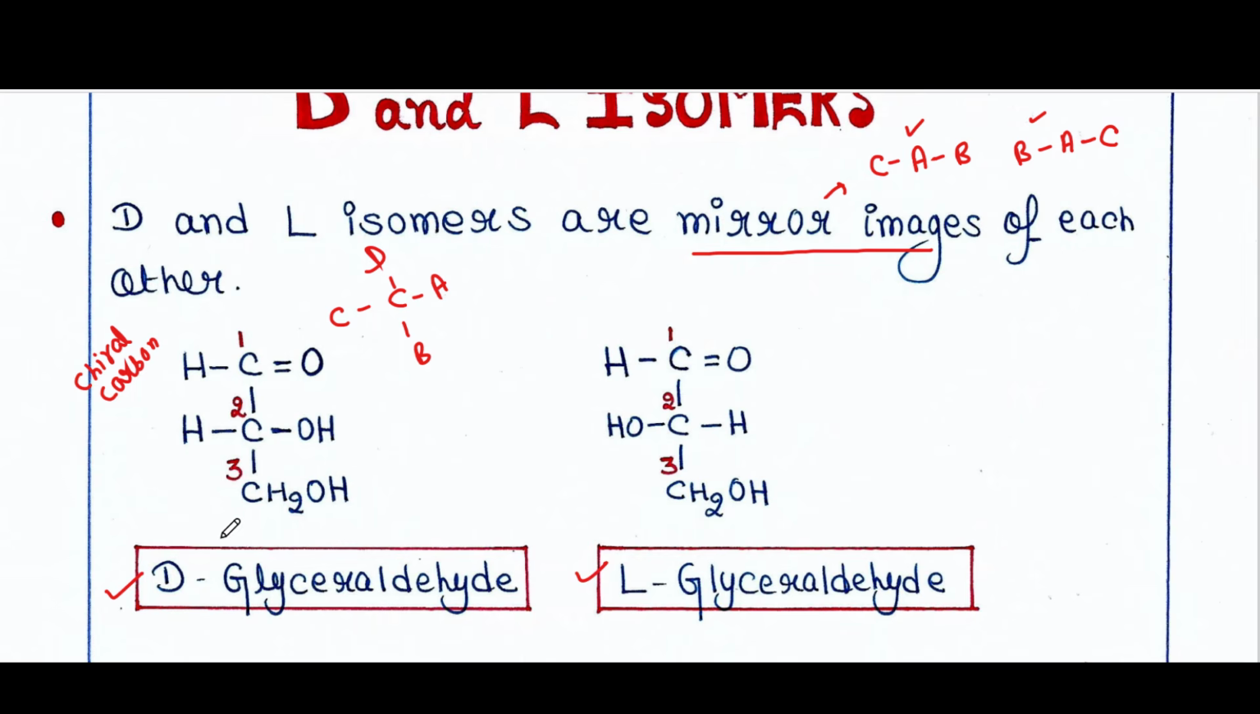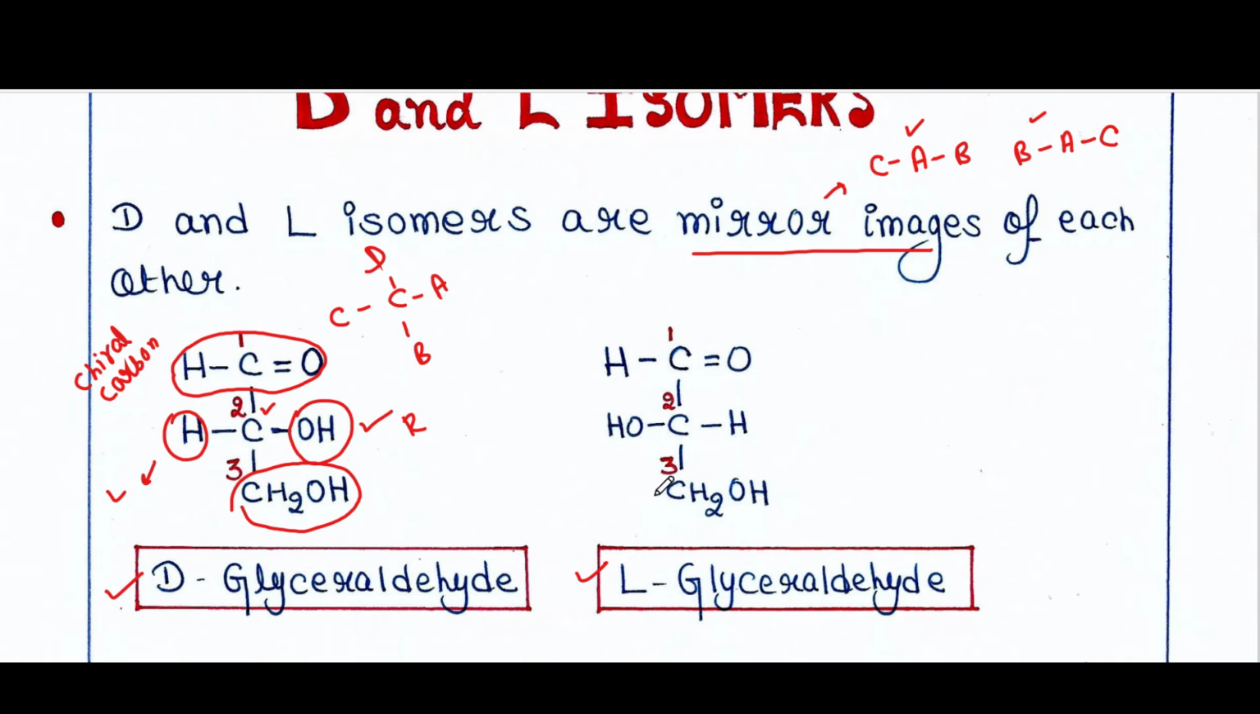Okay, so in D-glyceraldehyde, we can see that carbon number 2 is chiral because it has OH on one side, H on the other side, CH2OH on another side and the aldehyde group CHO on the other side. So this carbon number 2 is the chiral carbon. Here you can see the OH is attached on the right side and the H on the left side. So this is D-glyceraldehyde.